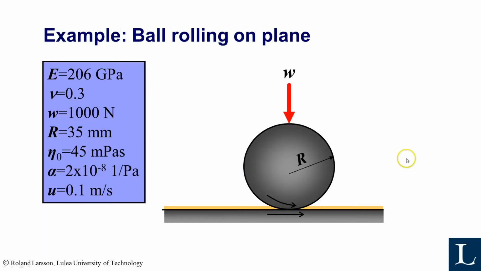So an example here, a ball on a lubricated surface. Assume that the load is 1000 newtons, the radius is 35 millimeters, you have a viscosity of 45 millipascal seconds and an alpha, which is a typical value here, 10 to the power minus 8. It's a rolling contact, and it rolls at a speed of 0.1 meters per second.